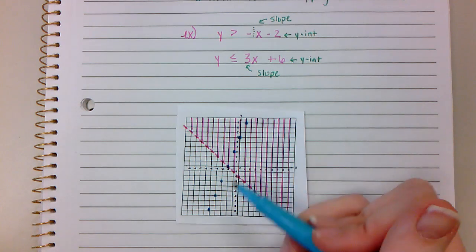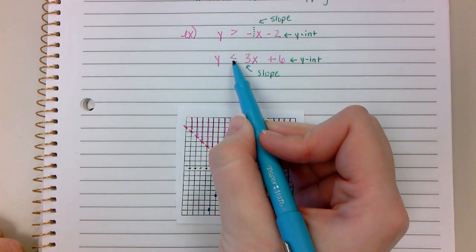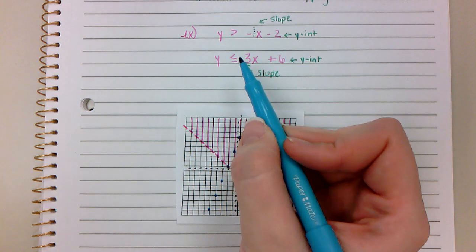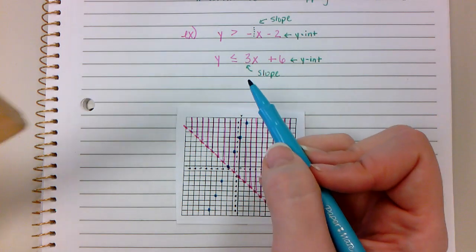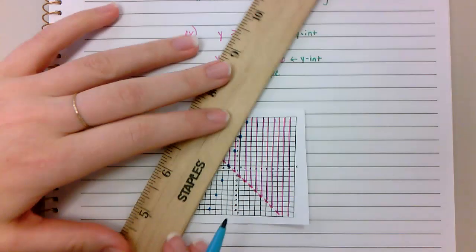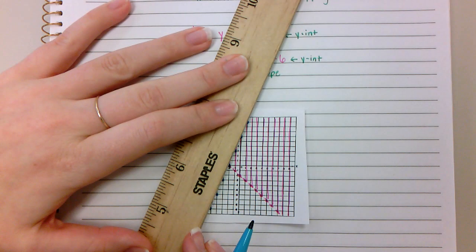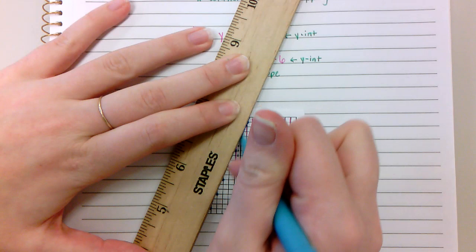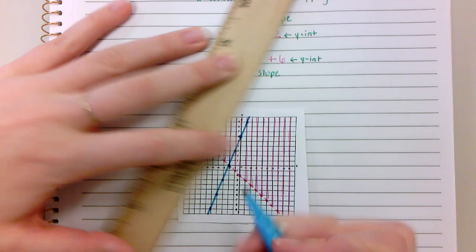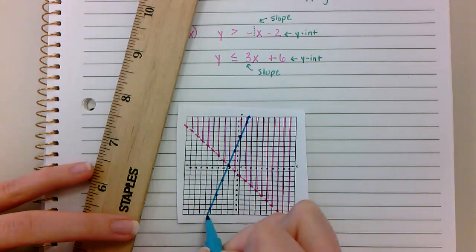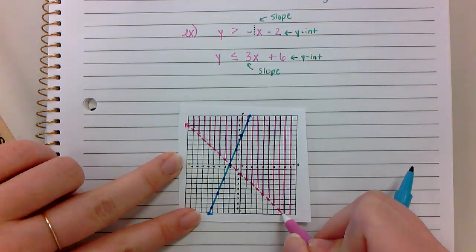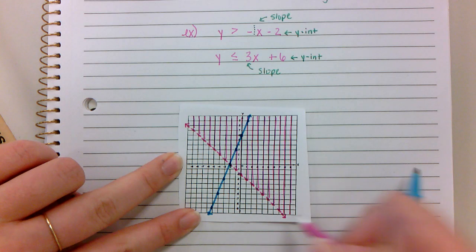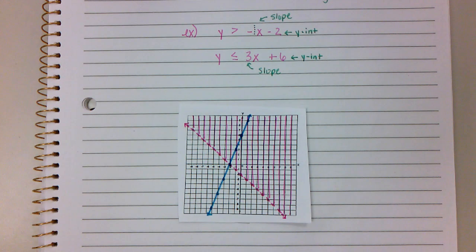And now I need to connect these dots. And if I look at my symbol, it's less than or equal to. Since I have an equal to symbol there, I can make a solid line. So I'm going to do that at this time. Connect all my dots with a solid line. I should have put the arrows. Connect them with a solid line.